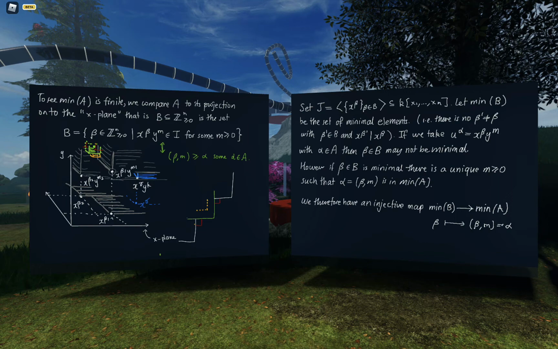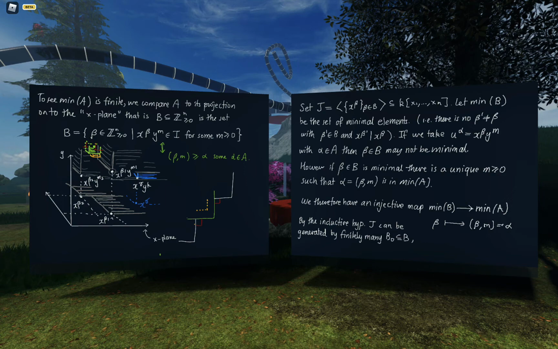Okay, now, by the inductive hypothesis, J can be generated by finitely many. That's the point of this whole projection, right? To invoke the inductive hypothesis. So this ideal J can be generated by some finite subset of the betas.